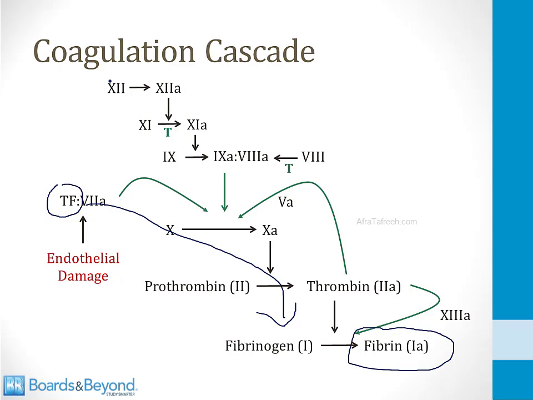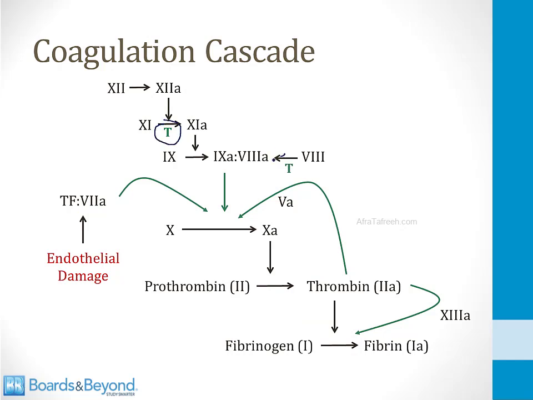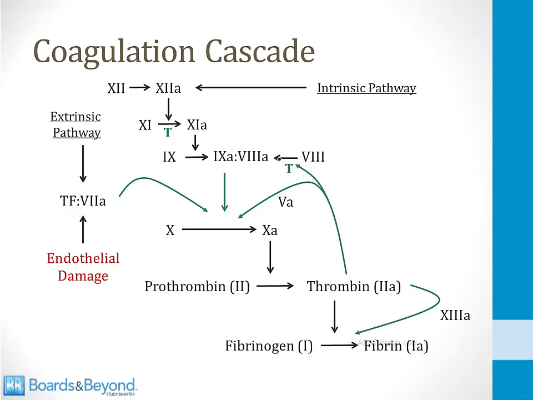The other way to activate the cascade is by starting with factor 12. That will lead through this cascade of changes, which also leads to the formation of fibrin. And when it's written this way, there's usually a little notation like the T I've shown here to indicate which factors are activated by thrombin. The reason textbooks like to write it this way is because this is important in the laboratory for testing the coagulation cascade. The pathway that begins by factor 12 is called the intrinsic pathway, and the pathway that begins with tissue factor is called the extrinsic pathway, and they are tested separately inside the laboratory.